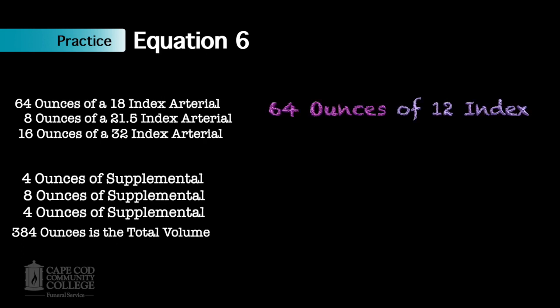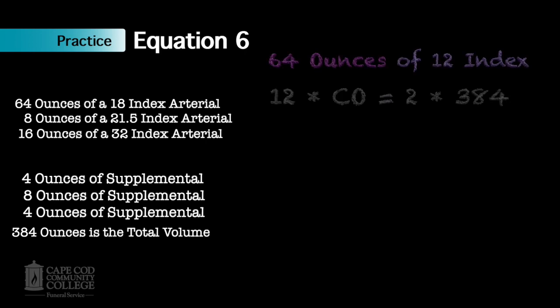After working out the math, we find that we need 64 ounces of a 12 index chemical in order to get a 2% solution with 384 ounces of total volume. To solve this equation, we're going to plug in what we know. So we're going to plug in our 12 index, because we know that. We don't know what our concentrated ounces are, because that's what we're solving for. So we're going to leave that as CO.